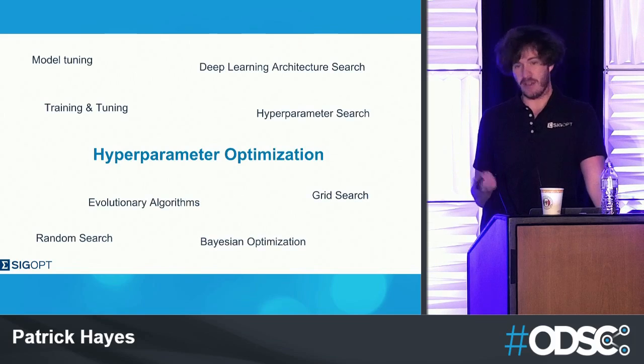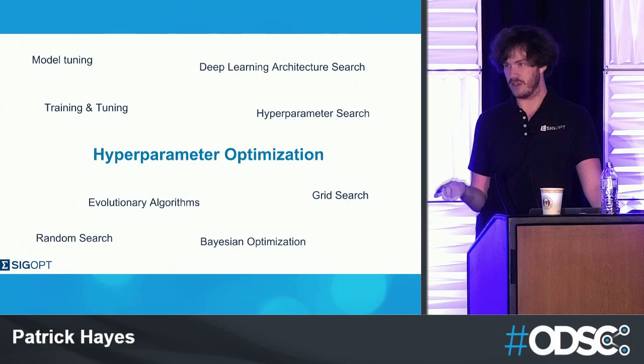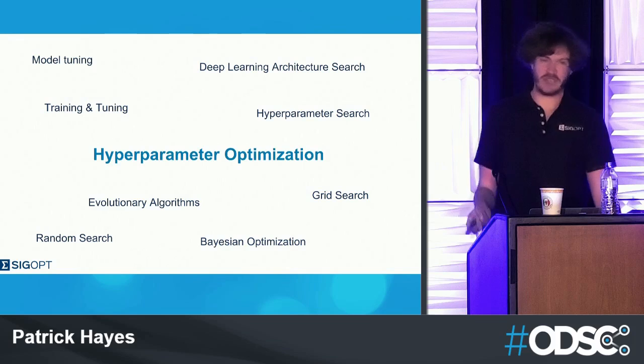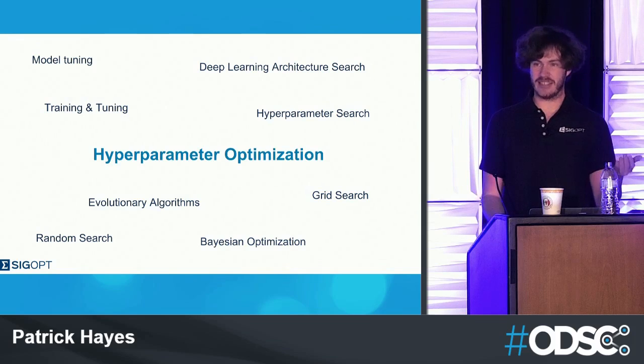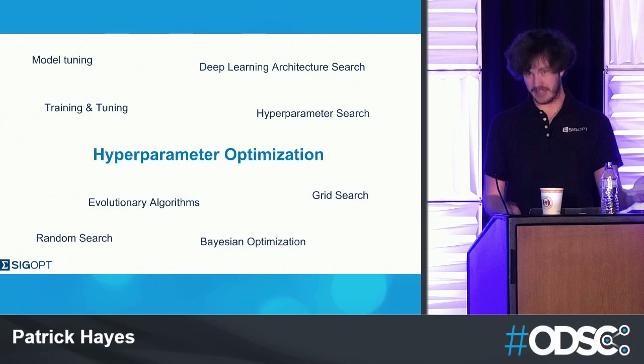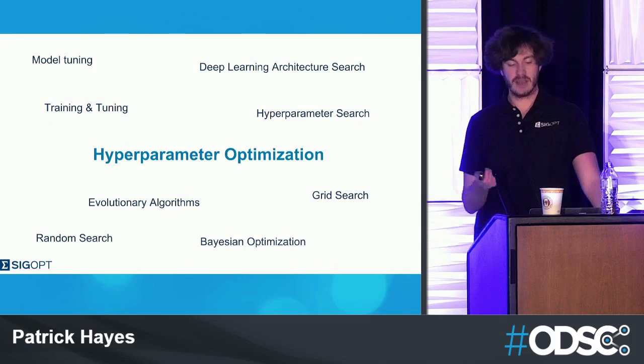Some of you may have heard of this by other names, like hyperparameter search or model tuning, and it can also be referred to by the specific method used. So there are naive methods like grid search and random search, and more sophisticated techniques like Bayesian optimization. At SIGOPT, we provide a SaaS solution that hosts the most cutting-edge hyperparameter optimization techniques for modelers.